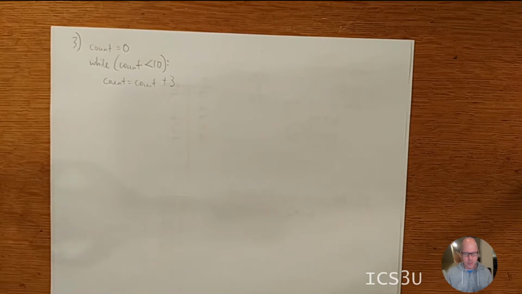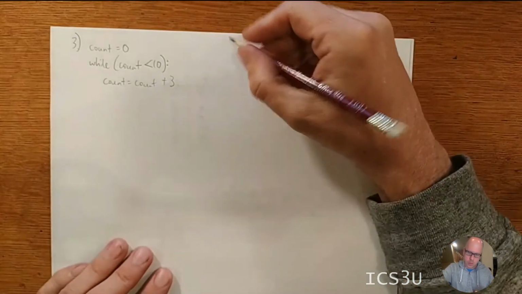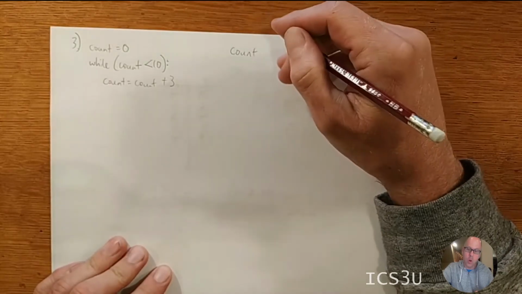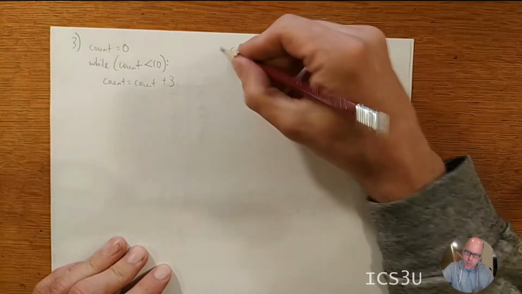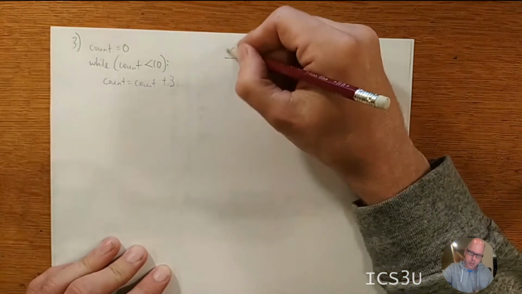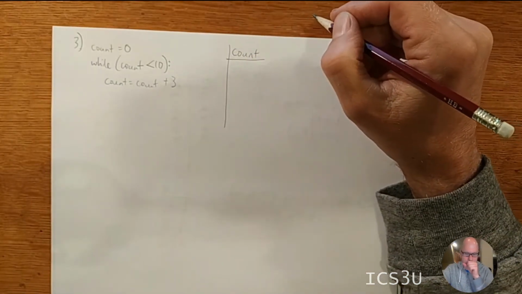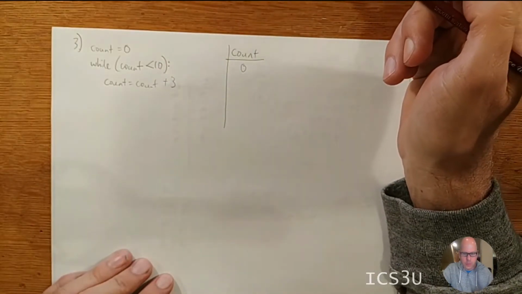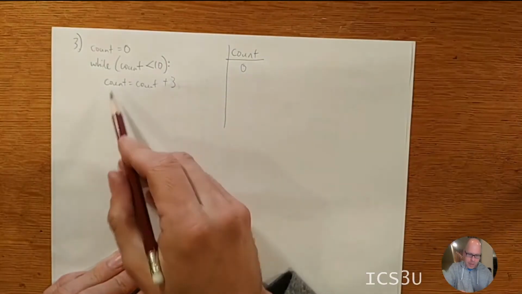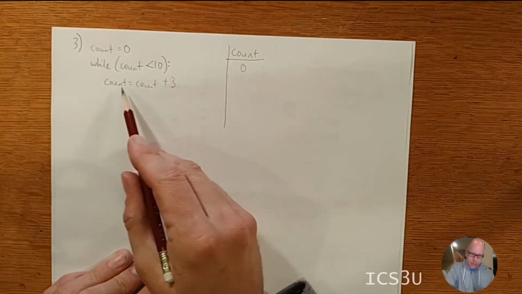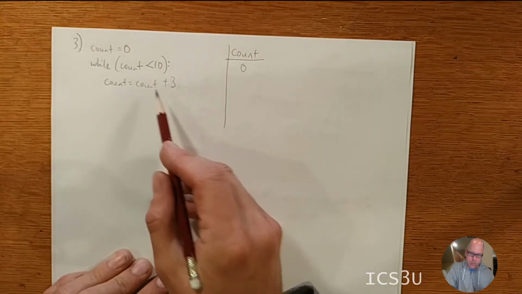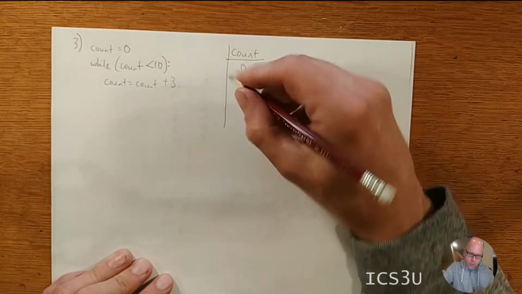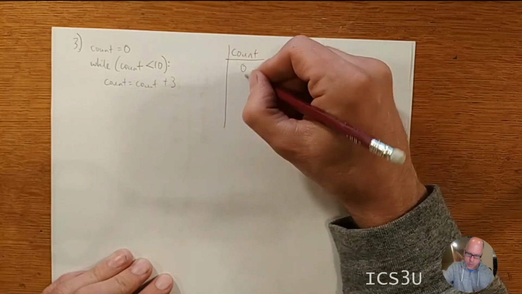As you can see, there's only one variable called count. So we're only going to have one column. So I'll just do that. So count very clearly starts at 0, and it continues to loop while count is less than 10. Every time the loop body executes, count is increased by 3. So we're going to add 3 to what it was before. Count equals 0 plus 3, so 3.